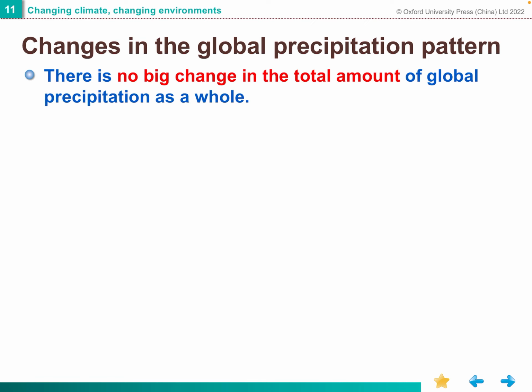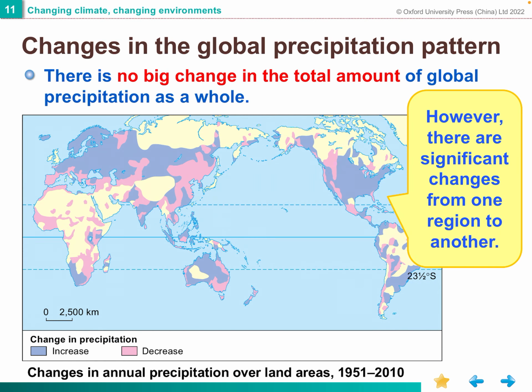The temperature is the key focus, but don't forget we still have rainfall. So the rainfall part we will finish very quickly. In the whole world, the precipitation is said to have no big change in the total amount of rainfall. So it means the total rainfall in the world has no big difference. But I have a question. There are significant changes from one region to another region. Overall, no big changes in total.